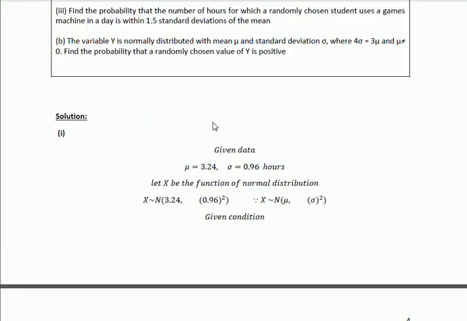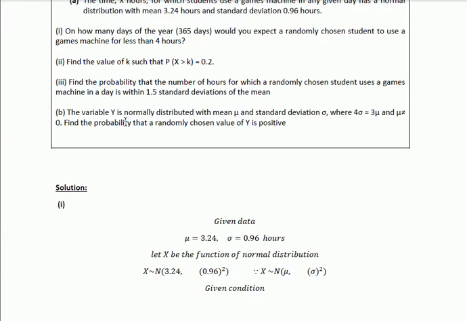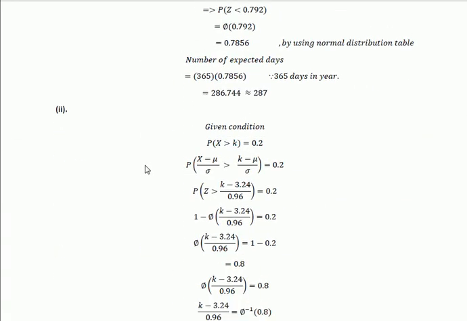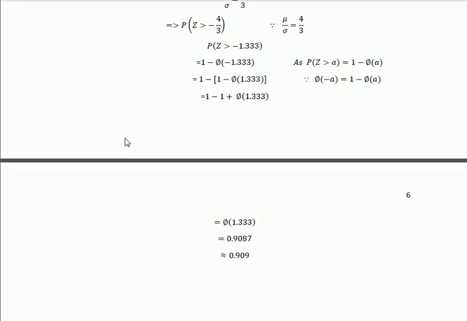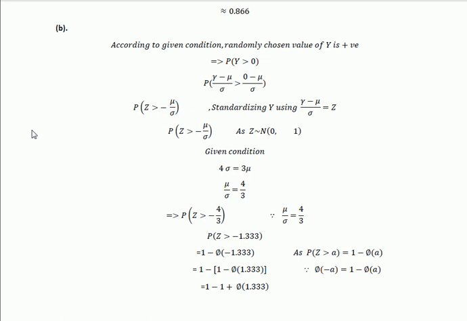For part B, the variable y is normally distributed with mean mu and standard deviation sigma, where 4 sigma equals 3 mu and mu is not equal to 0. Find the probability that a randomly chosen value of y is positive. According to the given condition, the randomly chosen value of y is positive, so P of y greater than 0.